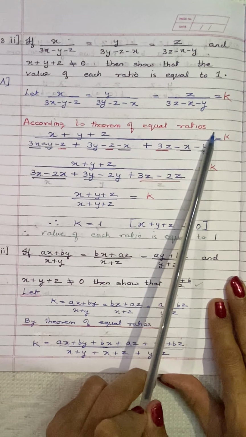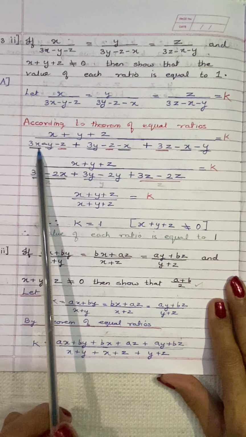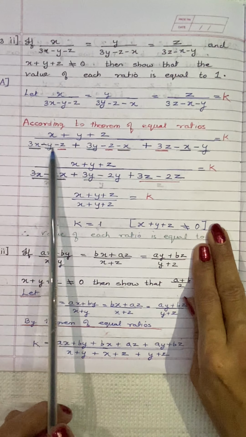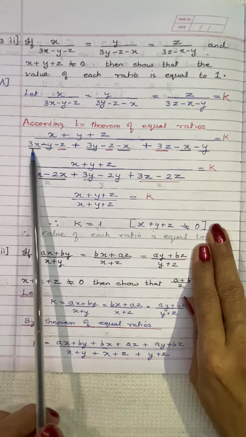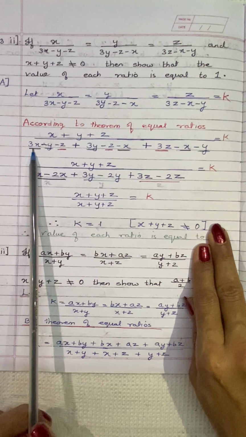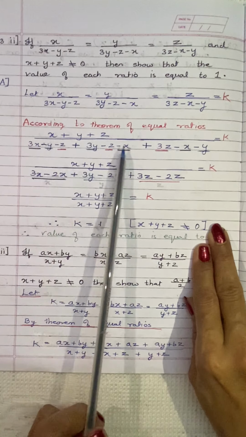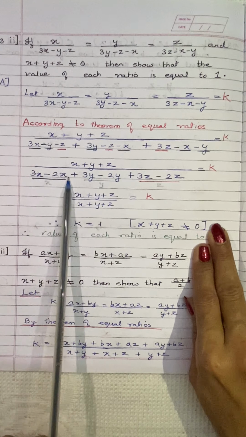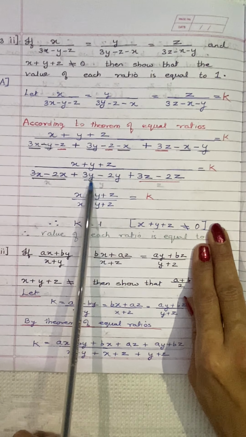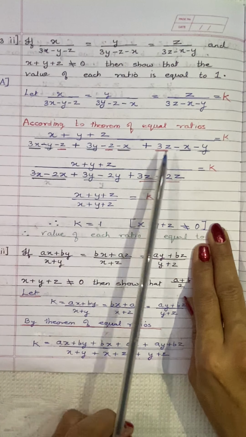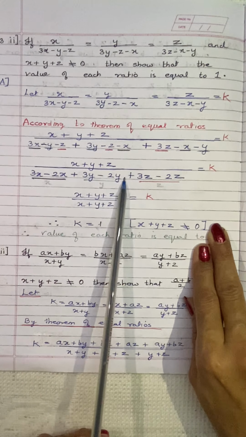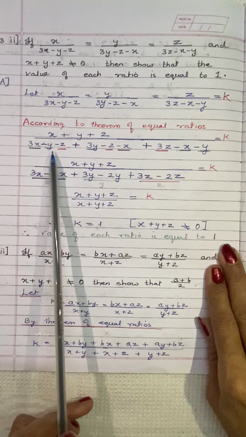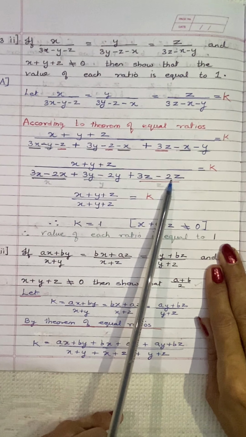According to the theorem of equal ratios, we will add the numerators, we will add the denominators. Now here we have got x plus y plus z, and here after putting the sign of addition, then we'll check out the like terms. So we'll bring together the like terms, so 3x and minus x and minus x is minus 2x, so 3x minus 2x. Then next comes 3y, we'll write, and then minus y and minus y becomes minus 2y. Then third is 3z here, and minus z and minus z is minus 2z here.